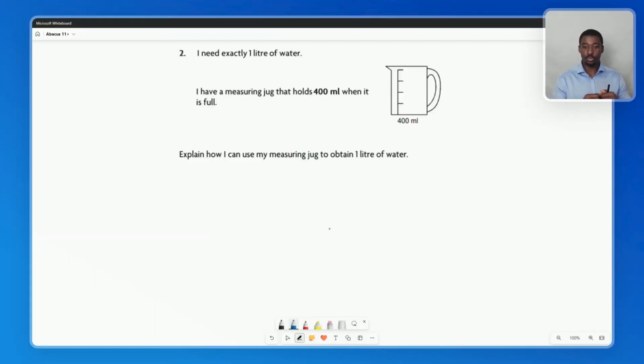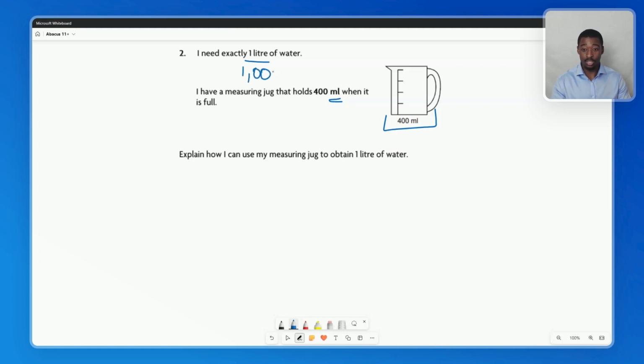Okay, and now for question 2, we're told that we need exactly 1 liter of water. But the measuring jug that we have only holds 400 milliliters when full. So how can we use this measuring jug to reach this goal of 1 liter of water? Well, first thing here, to answer this question efficiently, we need everything under the same units. Here we have 1 liter, but here we're talking about milliliters. So let's first convert this 1 liter into milliliters. How many milliliters in 1 liter? Well, it's going to be 1,000.